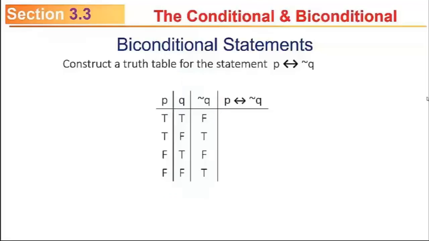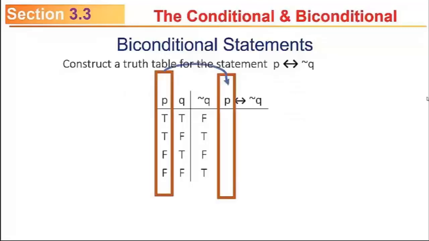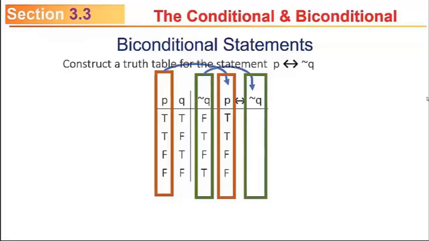Then I look and I notice in the final column I have a P on the left of the if and only if symbol. So I'll move those P values from the far left underneath the P. And then on the right side of the biconditional symbol I have the not Q. So I'll move the not Q values underneath.